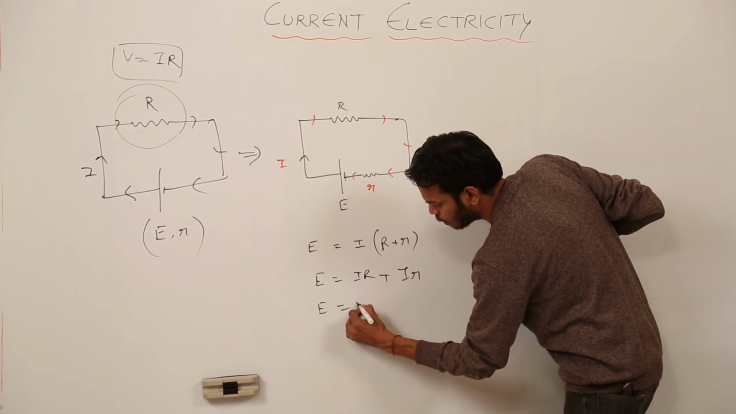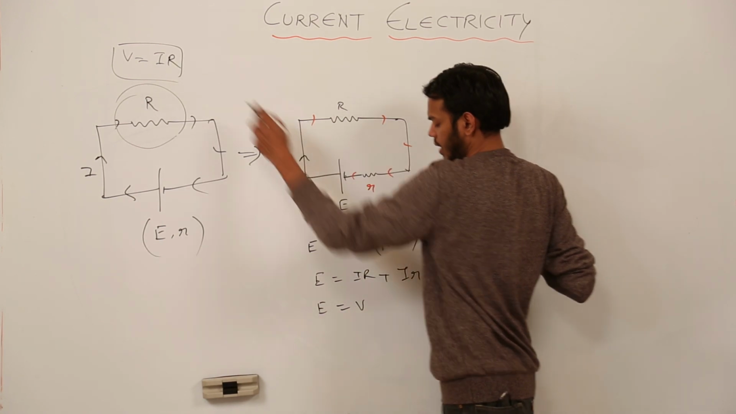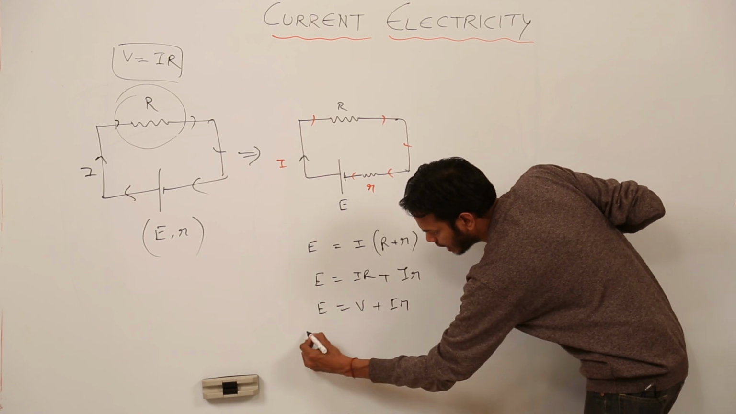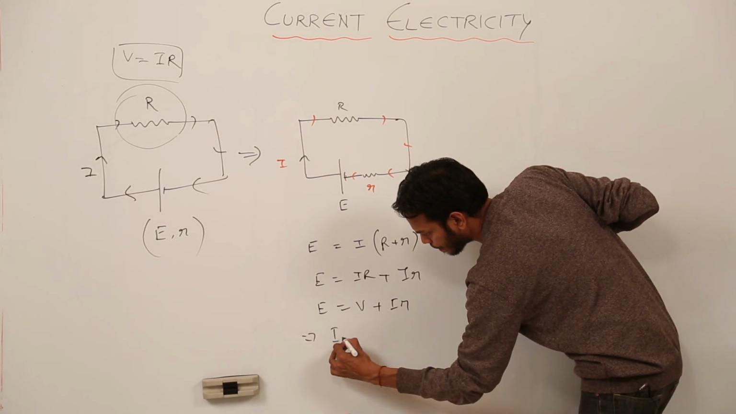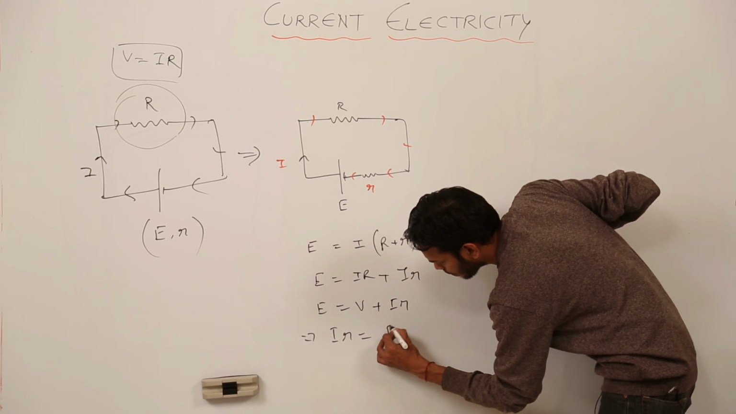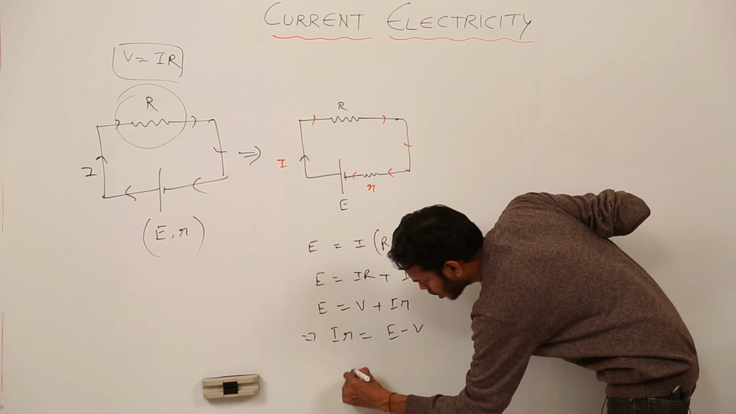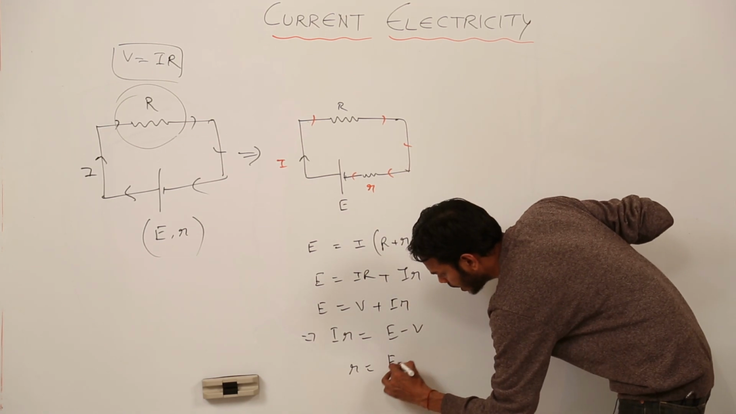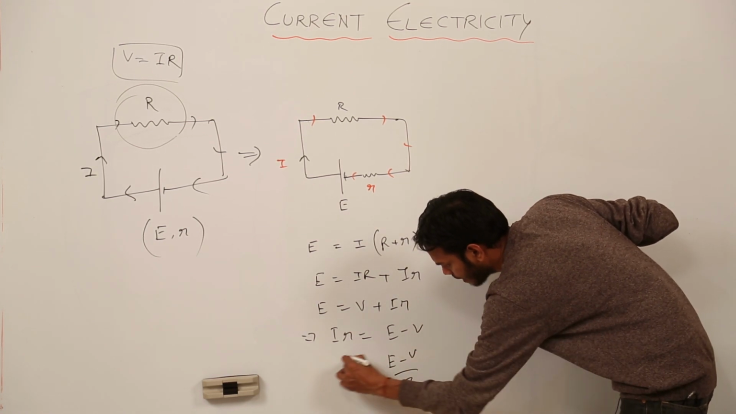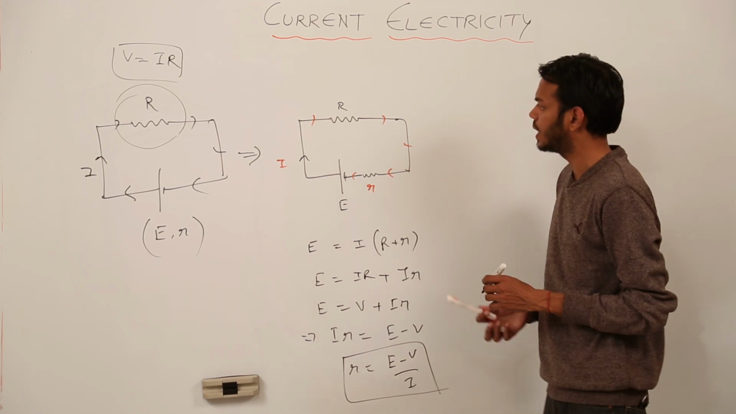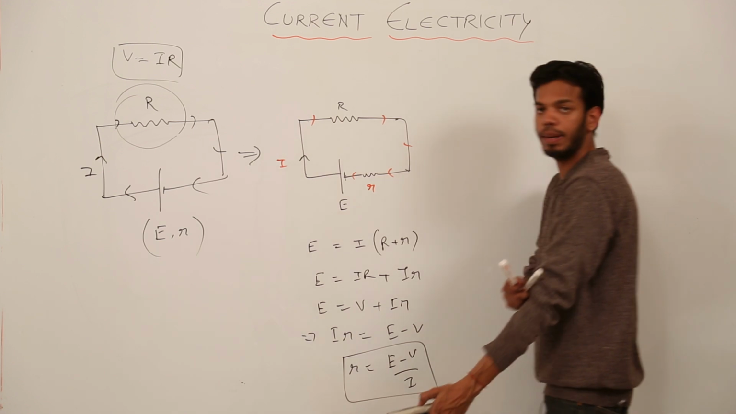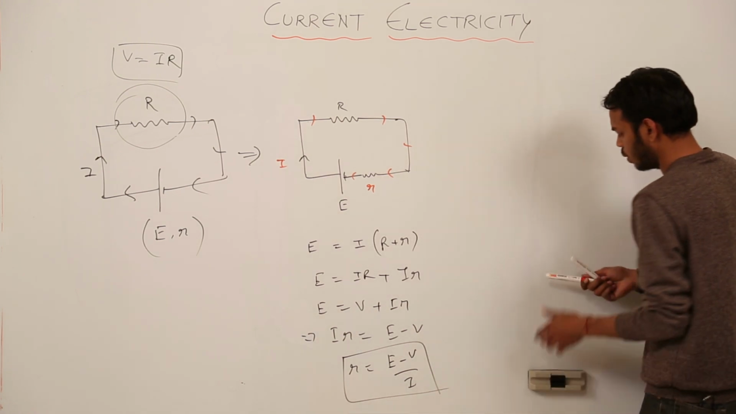This E is equal to V, the potential drop across the cell, plus I into R. This gives me the statement that I into small r is equal to E minus V, so the internal resistance of this cell, small r, would be E minus V upon I, right? This is simple.